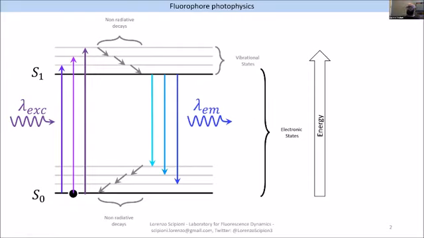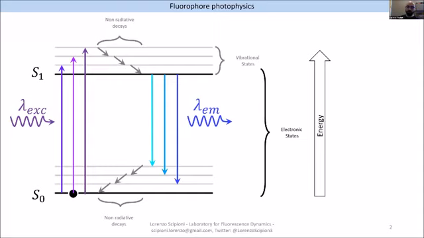Then after some time, the system will transition back to one of the substates of the ground state, and this transition between electronic states results effectively in an emission of a photon. As you can see, the energy difference between these jumps and this jump is shorter in this case. That means that the photons that are emitted have a lower energy than the photons that are absorbed, and therefore the color of the fluorescence is more redshifted than the wavelength that you use for excitation.